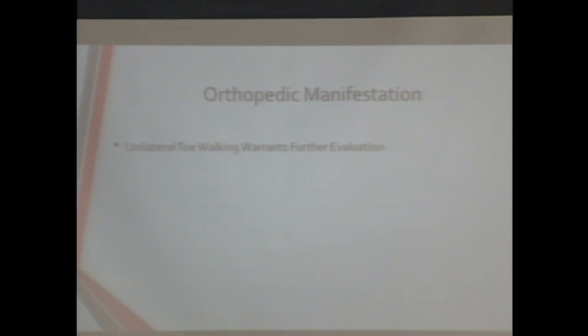Orthopedic manifestations, again, unilateral toe walking always warrants further evaluation. If it's a leg length issue, you can sometimes see what would be described as a circumduction gait, where the shorter side, or the longer side, is literally swung out to the side during the swing phase portion of the gait.